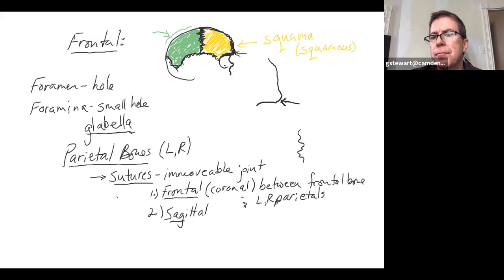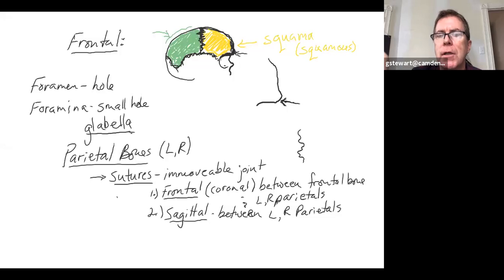S-A-G-I-T-T-A-L. This is between the left and right parietal bones. So if you had a bird's eye view of the head, you're looking directly down on top of the skull, like this.